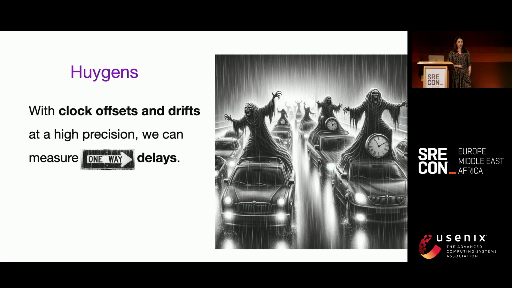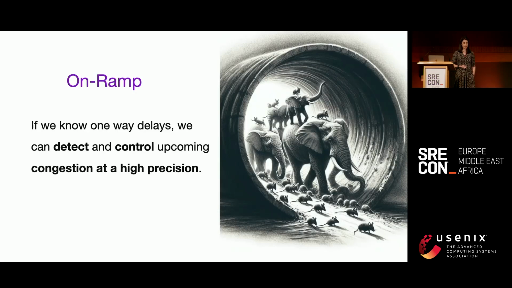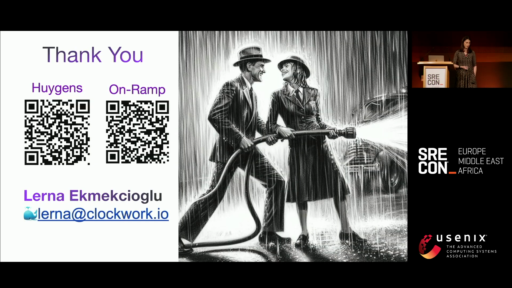So if it is the network, then we do have a choice. If we know the clock offsets and drifts at a high precision, and if we know the one-way delays, then we can detect and control upcoming congestion at a high precision. That's what these two papers are telling us about. And that's what my talk was about.